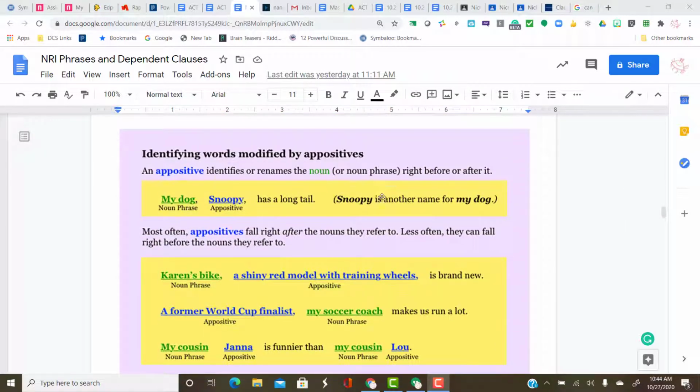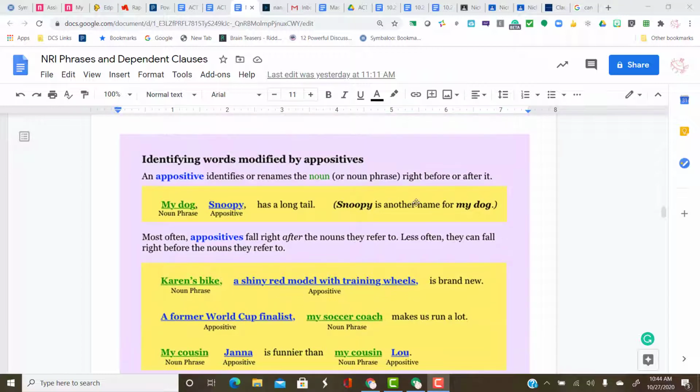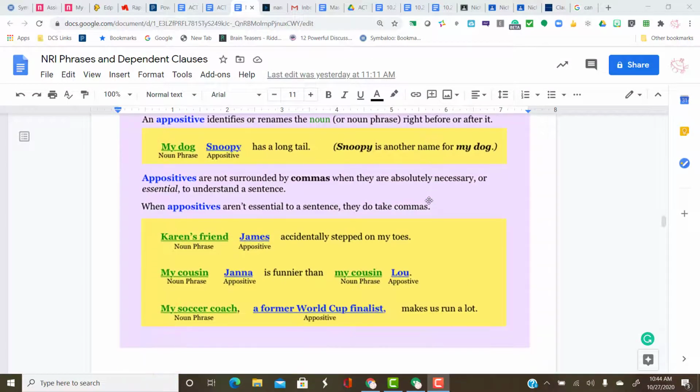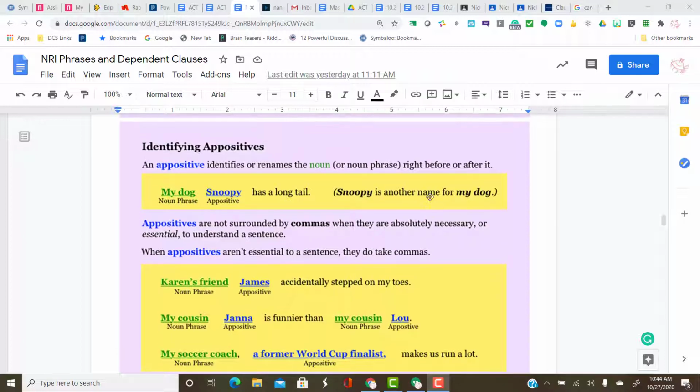All right, identifying words modified by appositives. NoRedInk then returns again to appositives, reminding you that they identify or rename another noun or pronoun, and they sometimes come right before, but more often right after the noun they name. And then the last one I'm going to do in this set reminds you that appositives are set off by commas when they are not essential to understand the sentence, but they are not set off by commas when they are essential to understand the sentence.